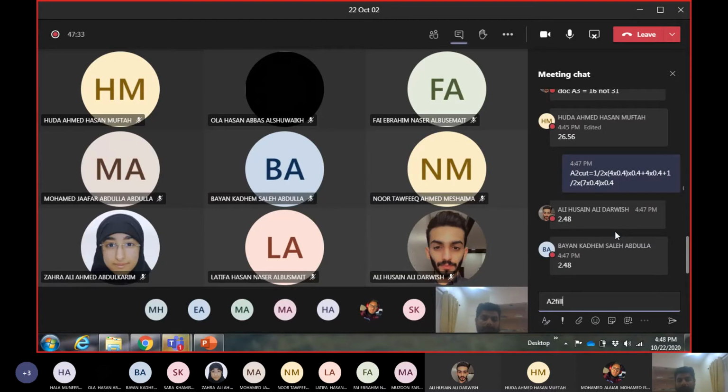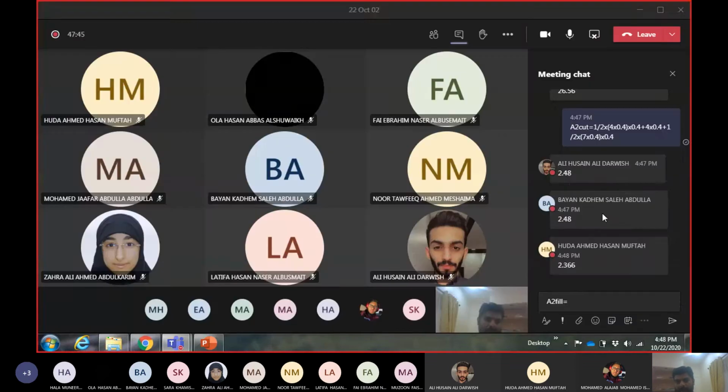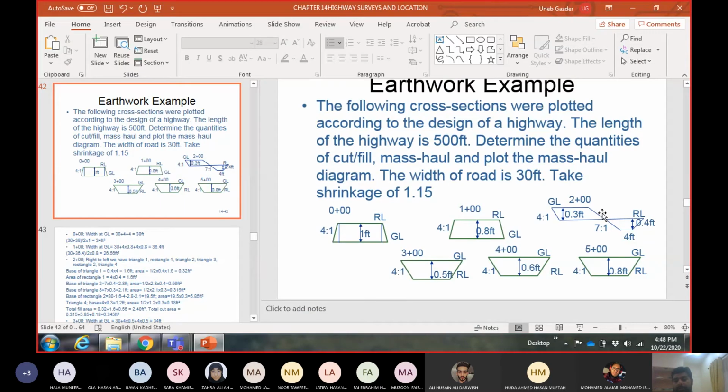Okay, so A2 fill. Okay, going same manner from right to left. I have a triangle first. The height of the triangle is 0.3. The slope is 7. So I will calculate the base using this. So half base is 7 into 0.3 into height, which is 0.3, plus the area of this rectangle, right? But I don't know the base of this rectangle. So I will again, like I've been doing, dodge it for now. I'll come back to it in the end.